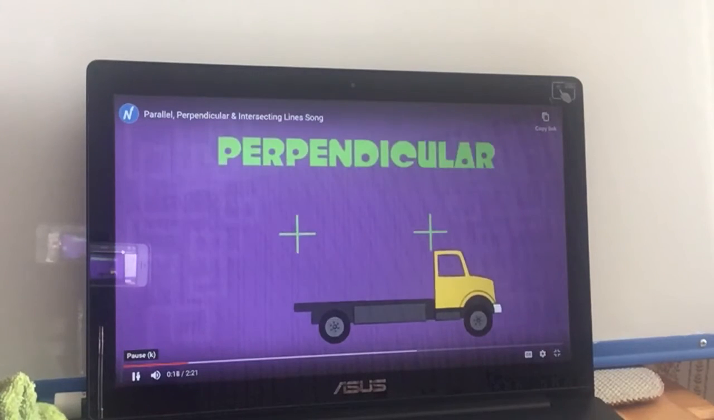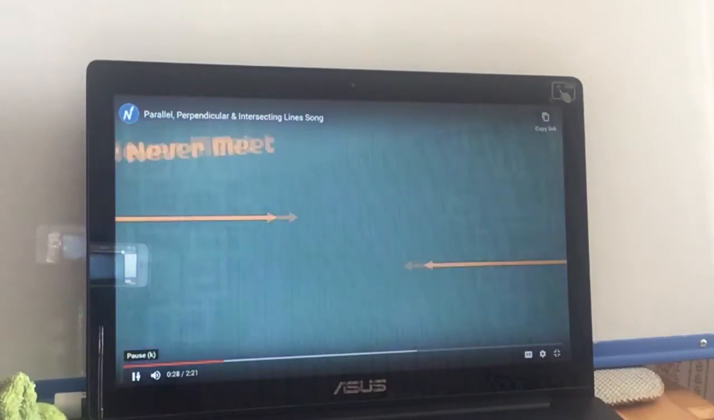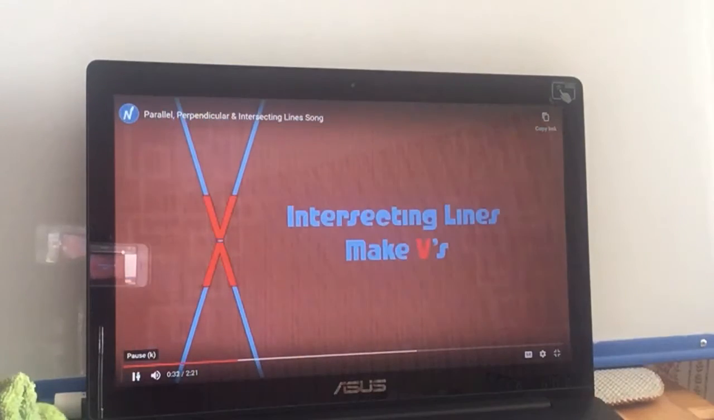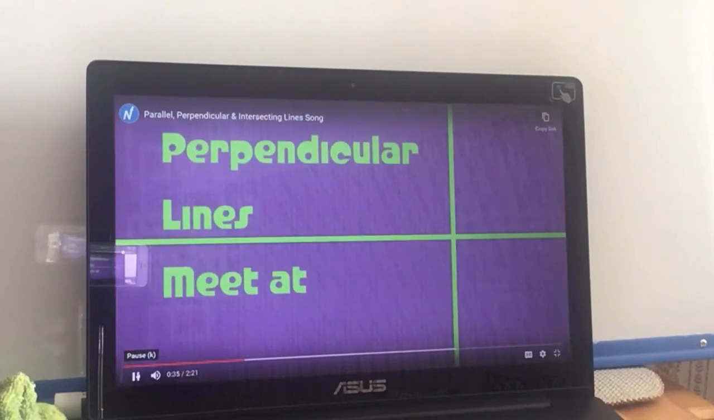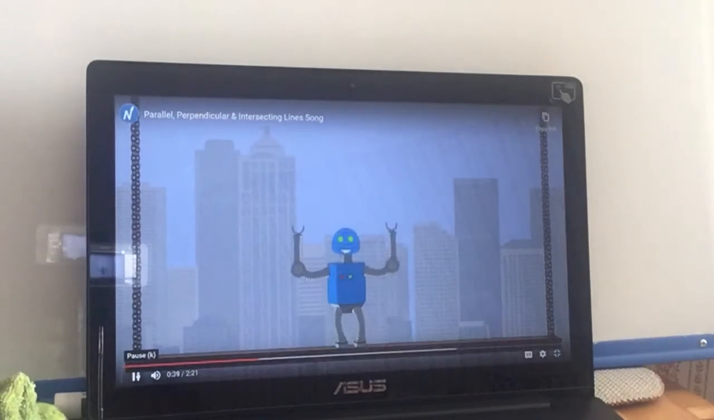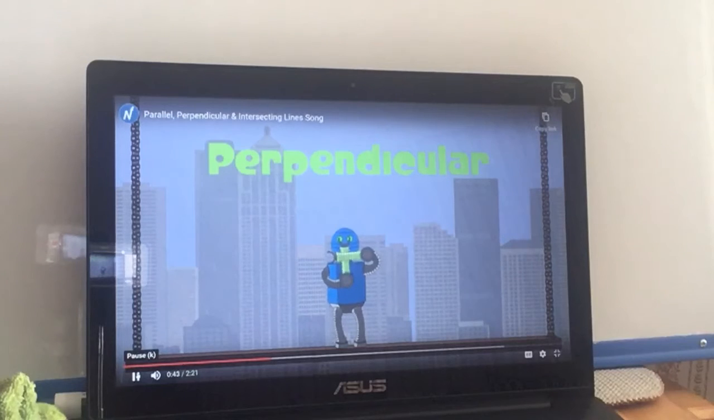That are perpendicular on a rectangle's perimeter. Or let's break it down even simpler. They make right angles in particular. Parallel lines never meet. Intersecting lines make these. Perpendicular lines meet at 90 degrees. Put your hands in the air with me. Parallel, intersecting, perpendicular, they're rectangular.